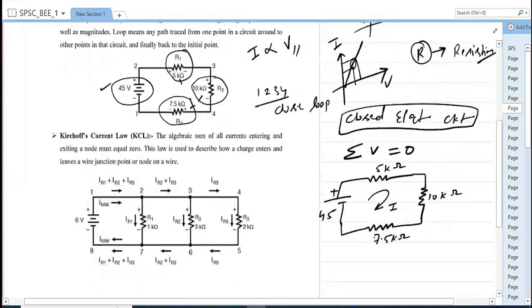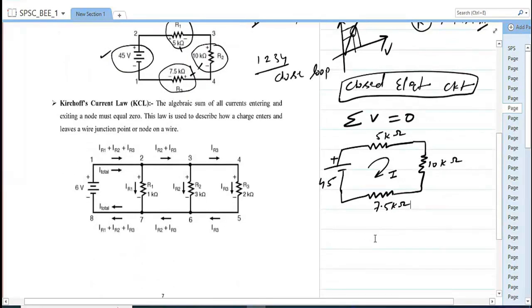Now let's prove the KVL. KVL is saying the algebraic sum of voltages is 0. Now you will ask, sir, what is meant by algebraic sum? Why are you repeating it again and again? What is this sign written here? This is the sum of all the voltages in the loop.